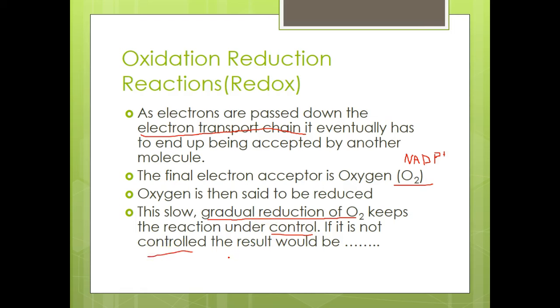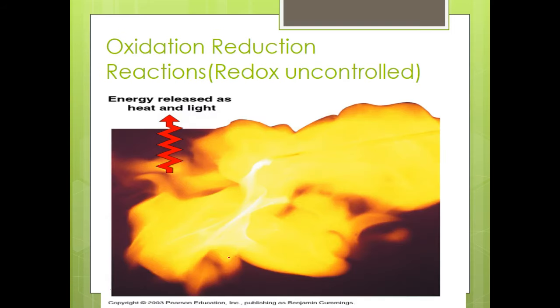And if it wasn't controlled, or if we didn't have a way to control the reduction of the oxygen, you would have an explosion of mass proportions inside the cell, and a bunch of heat energy and a bunch of light energy would be released at once, and the cell that this happened in would be in trouble, and the organism that is made of the cell that this happened in would be in trouble, and so bad things would happen, which is why, again, we want a very slow, gradual release of energy over time.